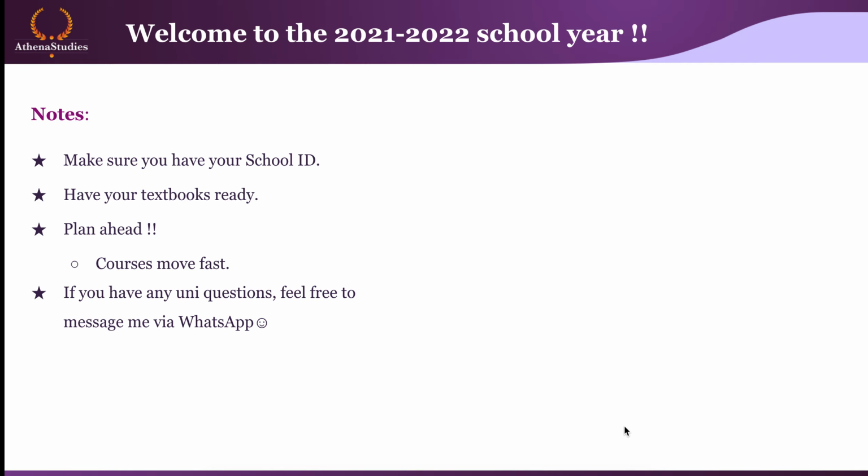Make sure to plan ahead because these courses do move quite quickly. They are 8 weeks each, with the exception of periods 3 and 6. But 8 weeks is not a lot of time. So make sure you plan ahead and stay on track, which is what I'm going to be trying to help y'all with today.